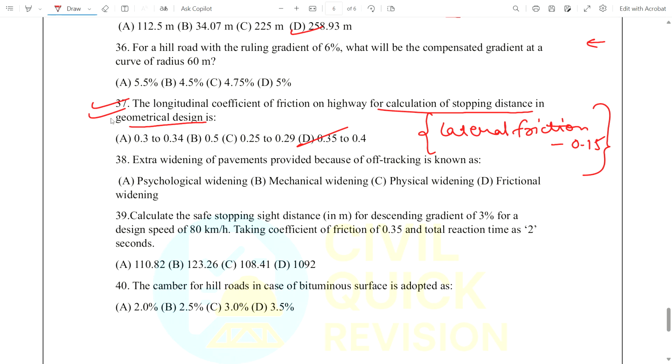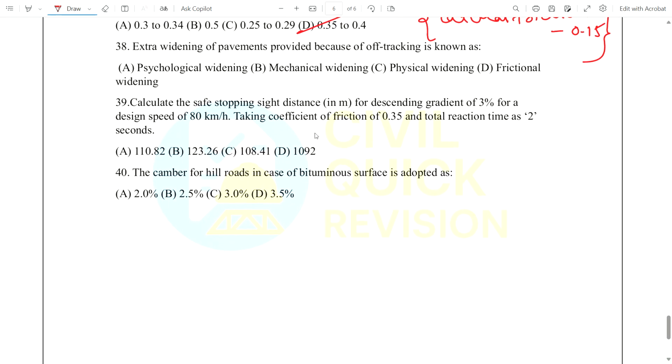Sometimes the value is not given in the question, so you have to assume it, depending on what type of friction is given, whether it is the longitudinal coefficient or the lateral coefficient. If you know the value, then we definitely put this value in the formula. Now coming to question number 38.